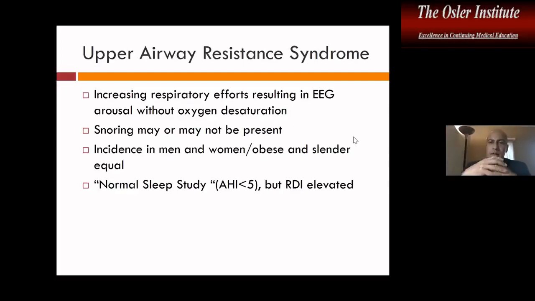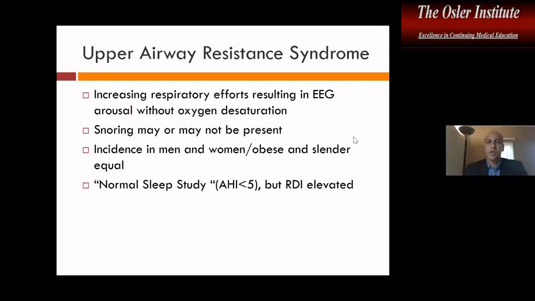So when you look at a home sleep study, for example, you're not going to be able to differentiate someone who might have upper airway resistance syndrome from someone who has obstructive sleep apnea, because the home tests aren't going to calculate the RDI because they don't take into account the hypopneas or the apneas. So in these kinds of patients, you have to have a little bit more of a clinical suspicion. They may not have the classic obstructive risk factors like thicker necks or obesity. They may actually be more slender. The incidence is equal in men and women, and also equal between obese and slender individuals.